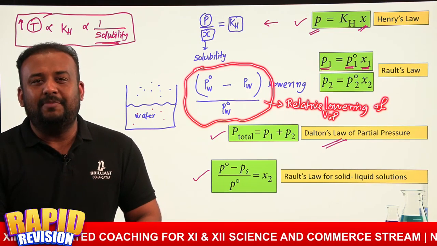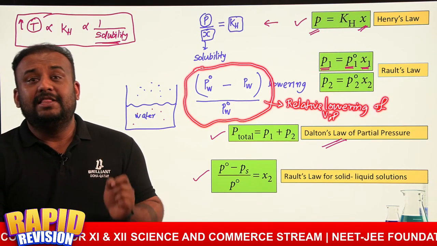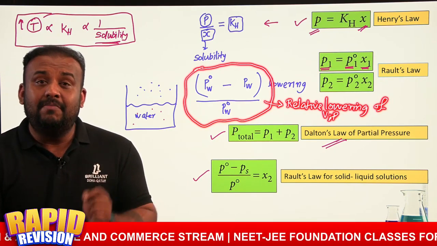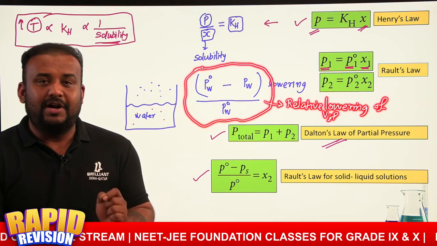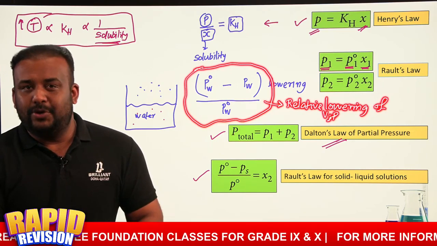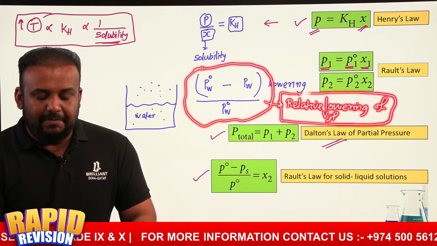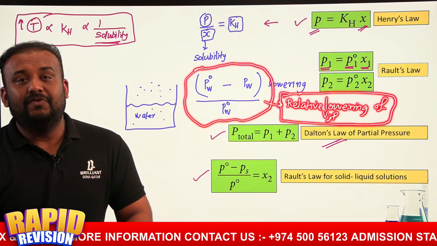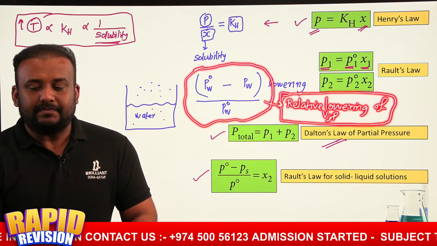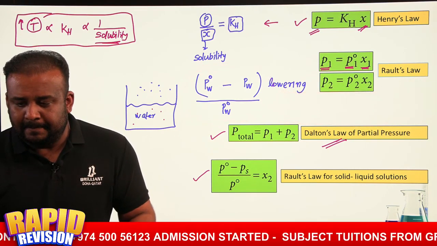What is the meaning of colligative property? It's a property that depends on the number of moles of solute, but not on the nature of the solute. That is called a colligative property. So this is one of the colligative properties that we have in the syllabus, relative lowering of vapor pressure. I hope it is clear to everyone.